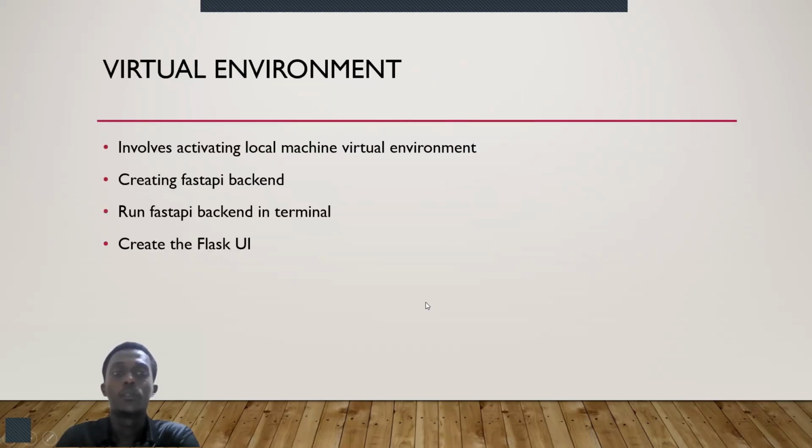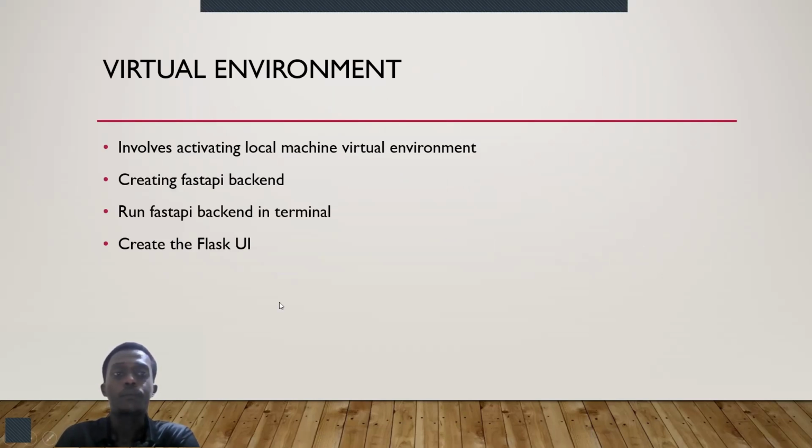So first of all, we started off by establishing a virtual environment on our local machine, that's the PC, on VS Code. Then the next step was creating the first API key to the back end. Then after that, running it on the terminal, and then generating the user interface using Flask.